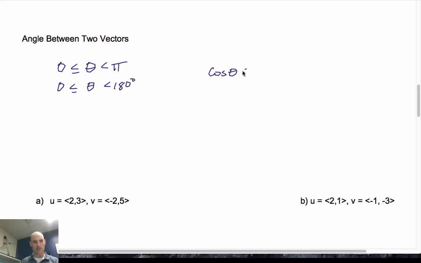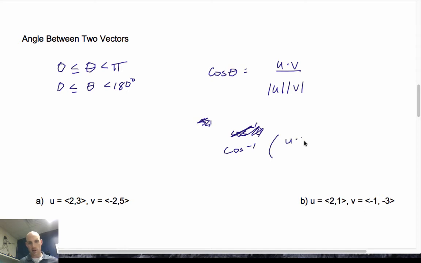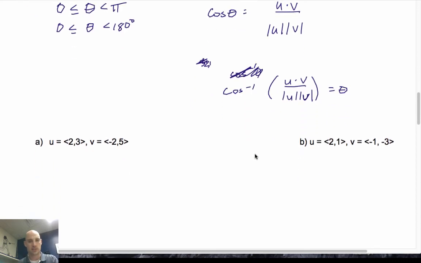The cosine of theta is equal to u dot v over the magnitude of u times the magnitude of v. So the angle is the inverse cosine, the arc cosine, of u dot v over magnitude u times magnitude v. If we have the cosine equal to this number value, to find the angle, we do the inverse cosine. So what does this look like in practice? Let's take a look here.